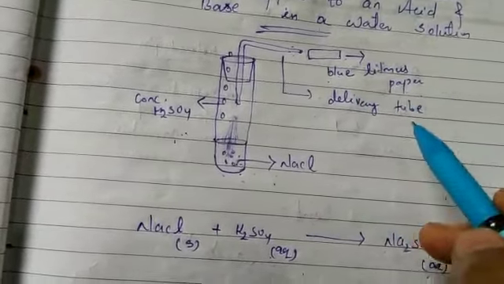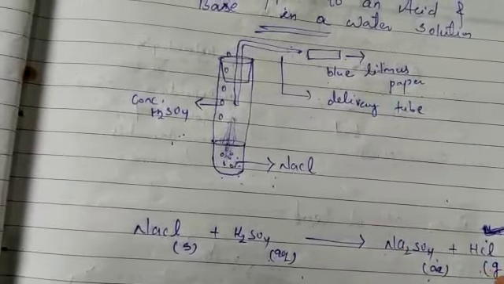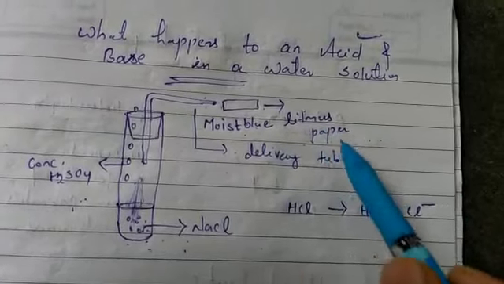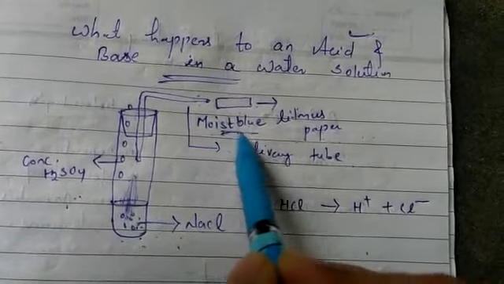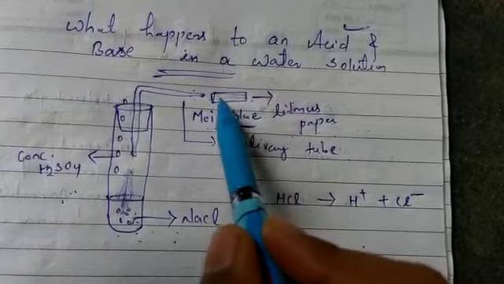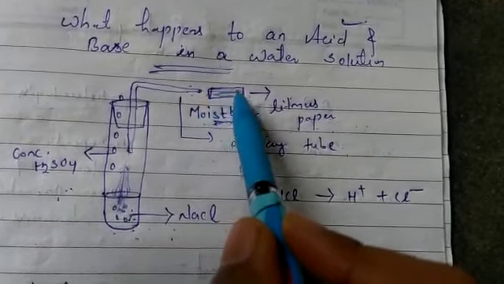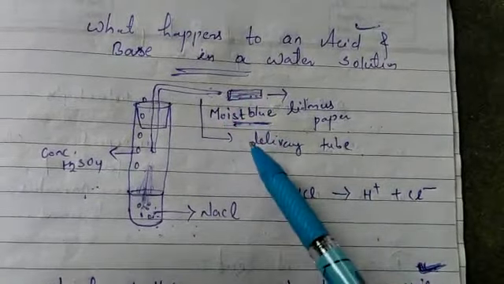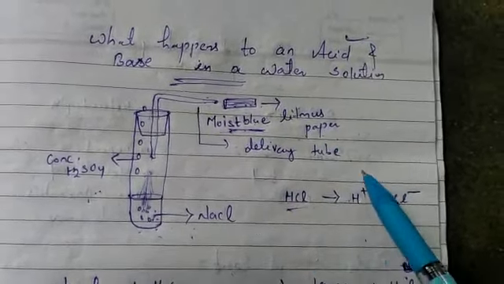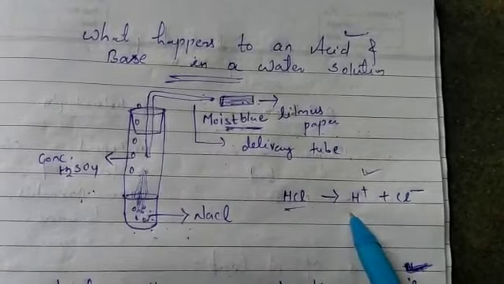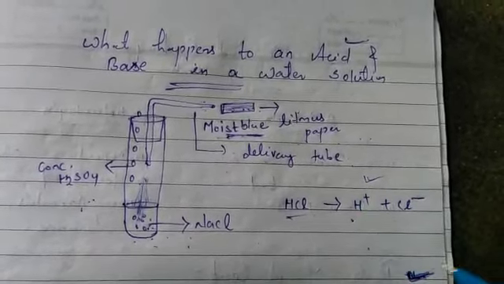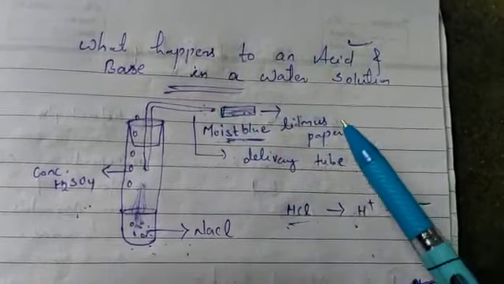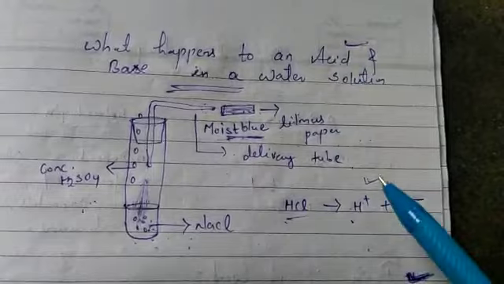So here we will do one thing. Instead of dry blue litmus paper, we will bring a moist blue litmus paper. After bringing the moist blue litmus paper, you can see that its color changes to red, because after coming in contact with water, the HCl releases the H plus ion, the hydrogen ion, and because of that the blue litmus paper changes to red. So it is showing its acidic properties.